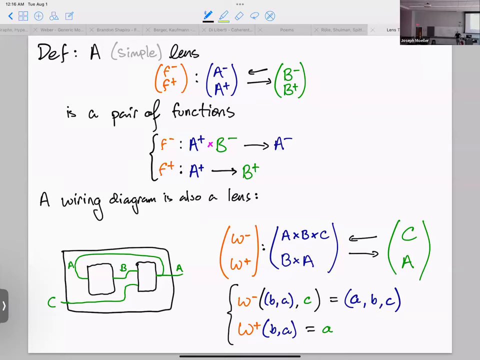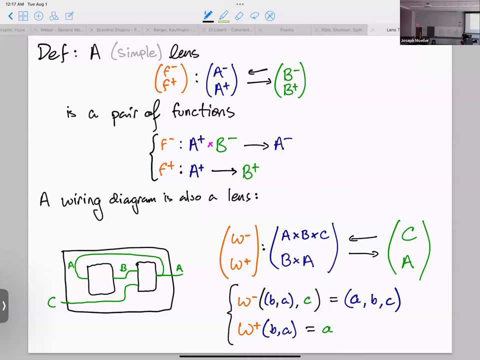And in fact, we can compose lenses together and use that composition of lenses to wire together systems according to the wiring diagrams. Because the thing I want you to note is if I take the two systems here, then their combined outputs would be of this shape here. And so we could just compose them.